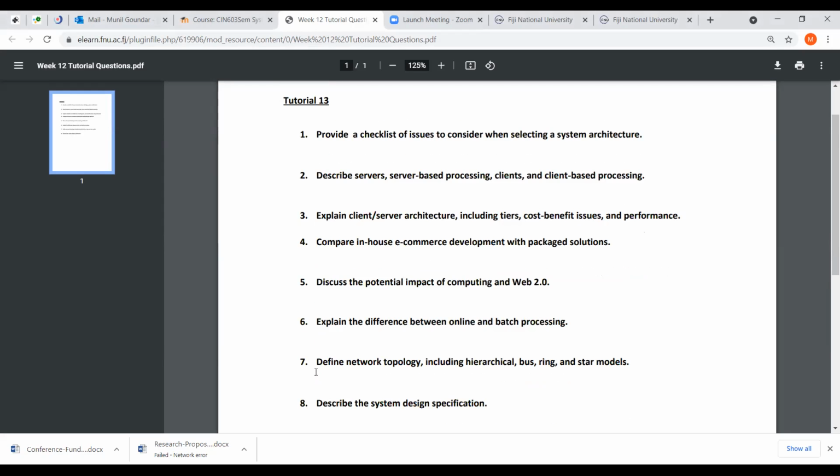Describe servers, server-based processing, client, and client-based processing. Noted, Shannon. Thank you. So, to list down the answer, first of all, we'll describe what is a server. Put down servers and give a hyphen or a dash.